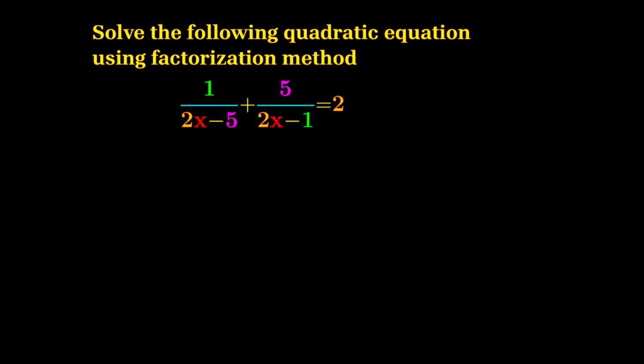Let us look at this interesting question. Solve the following quadratic equation using factorization method. So we have 1 over 2x minus 5 plus 5 over 2x minus 1 is equal to 2.